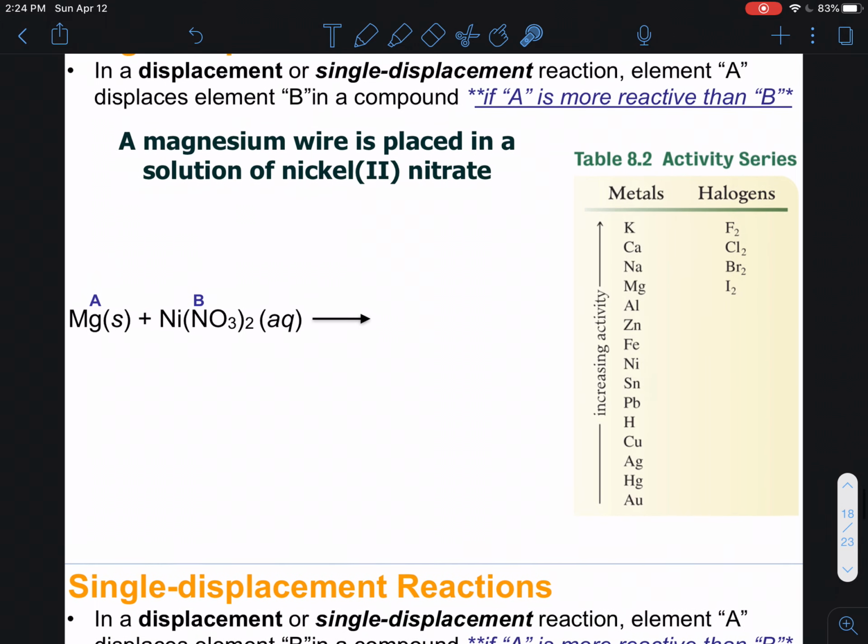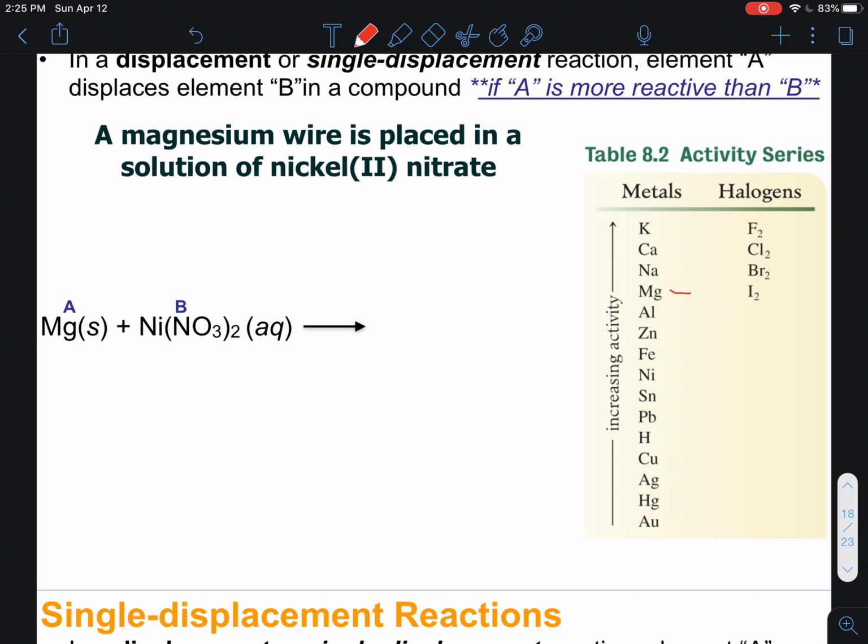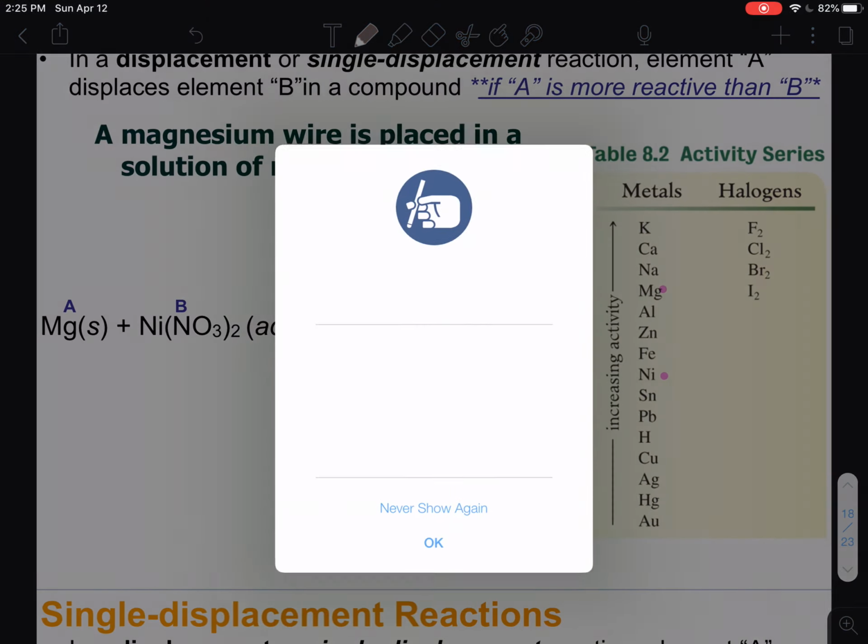So let's look at these two right here. We have solid magnesium and we have nickel nitrate. All right. So first thing we have to do is locate where solid magnesium is on the activity series, and it's right there. And where is nickel? Oh, nickel's all the way down here. So looks like if I just want to finish this, all I need to do is say, all right, they're going to swap places. So it's going to be Mg and oops.